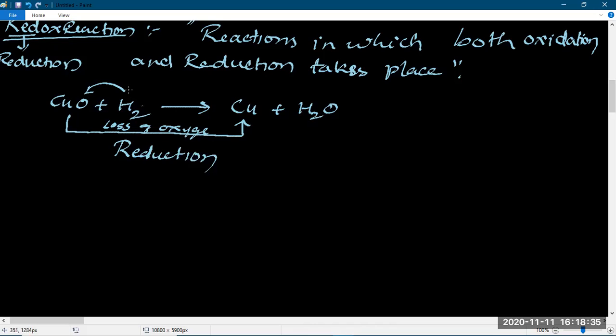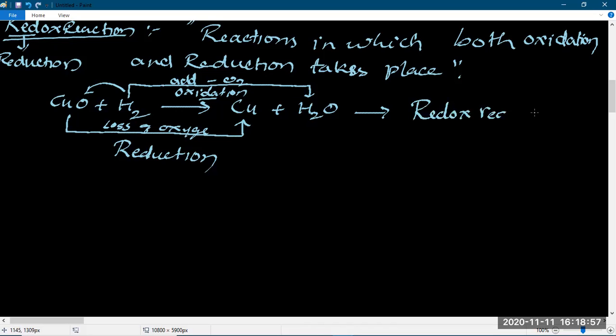Now look at here. Hydrogen gets converted into hydrogen oxide, that means water. Here addition of oxygen takes place. Hence we can say that it is oxidation. If both oxidation and reduction take place simultaneously, then this process is called a redox process or redox reactions. I hope it's clear to you.